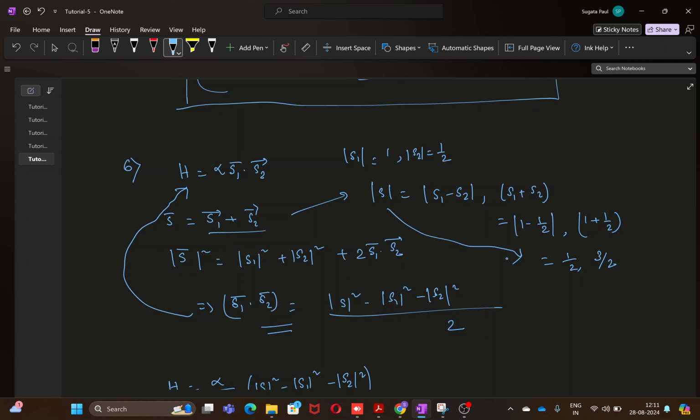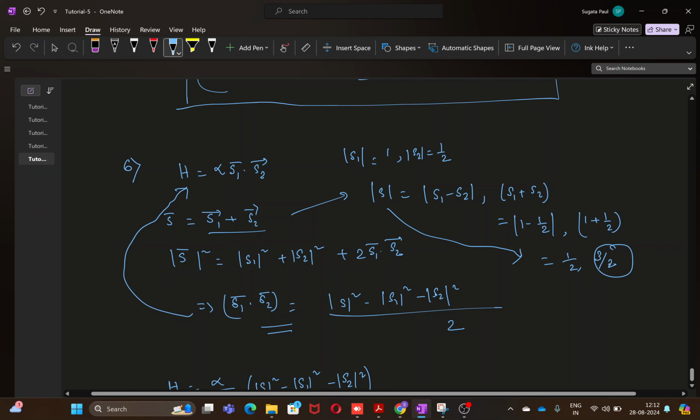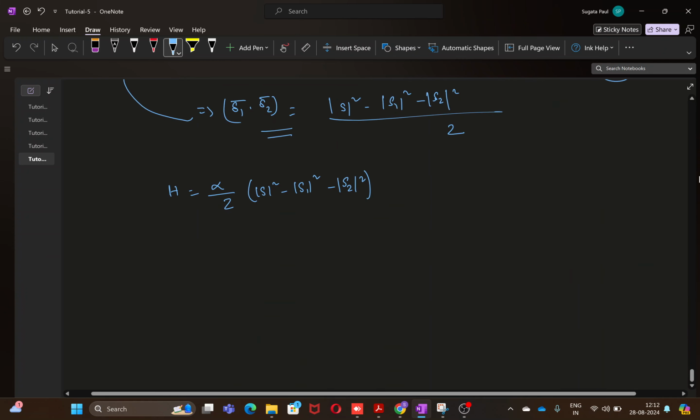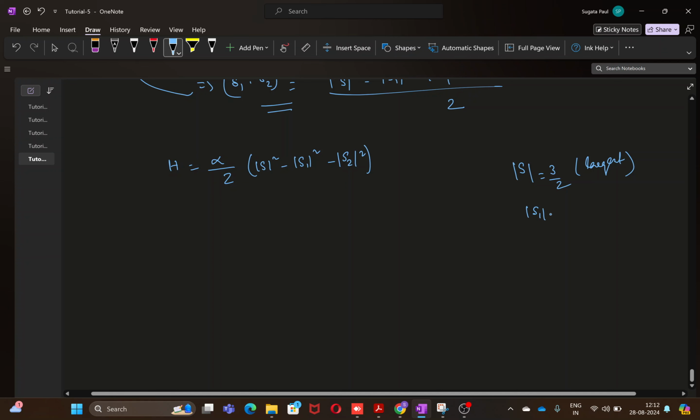Because it is asked in the question that you have to calculate the largest eigenvalue of the Hamiltonian, that means the maximum value of the total spin will have to be used. Otherwise the largest eigenvalue of the Hamiltonian will not be obtained. So we just choose S equal to 3 by 2, because that is larger than half, and that will give us a larger value of the Hamiltonian. So we choose mod S equal to 3 by 2 as it is the largest among the eigenvalues, and S1 is already fixed at 1 and S2 is already fixed at half.